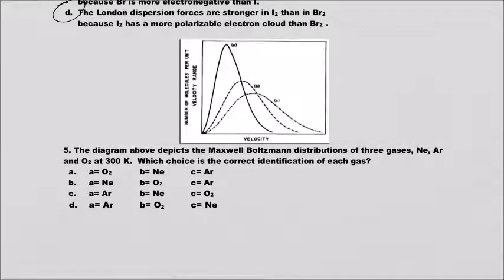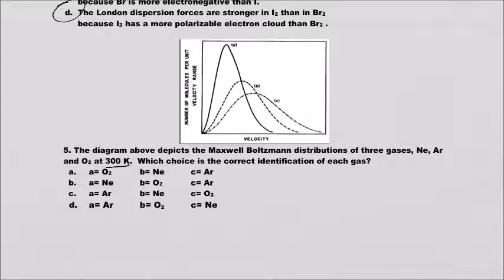All right, number 5. The diagram above depicts the Maxwell-Boltzmann distributions of 3 gases, neon, argon, and oxygen at 300 Kelvin. Okay, so they're all at the same temperature. Which choice is the correct identification for each gas? Okay, I'm thinking I need to look at a periodic table, right? So we need to look at the periodic table, and what do we need from the periodic table?